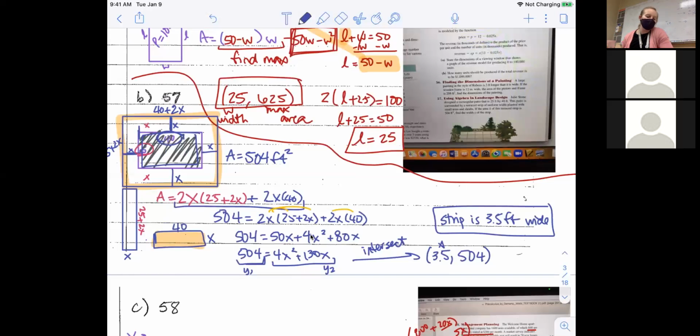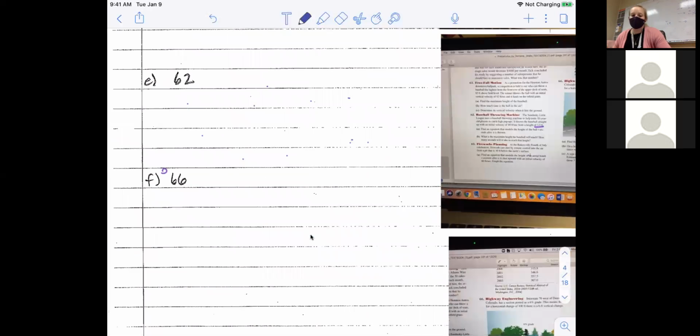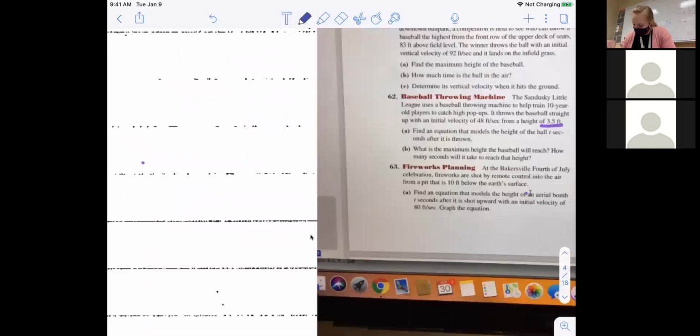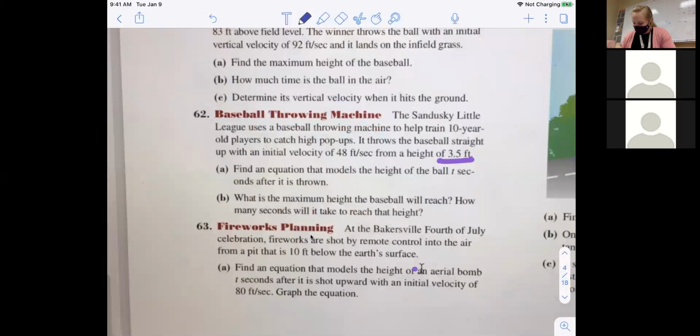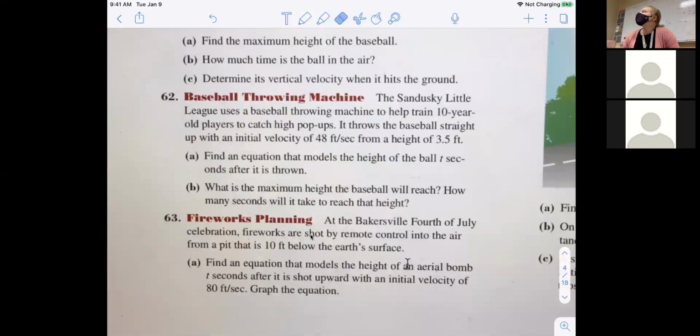We're going to skip and do 62 together. And then if I have some time, I'll look at the other two above that. The reason I skipped to do 62 before I did any of the other ones is because we've done problems like this. This is on your chapter P test. It says a baseball throwing machine. Sandusky Little League uses baseball throwing machines to help train 10-year-old players to catch high pop-ups. It throws a baseball straight up with initial velocity of 48 feet per second from a height of 3.5 feet.